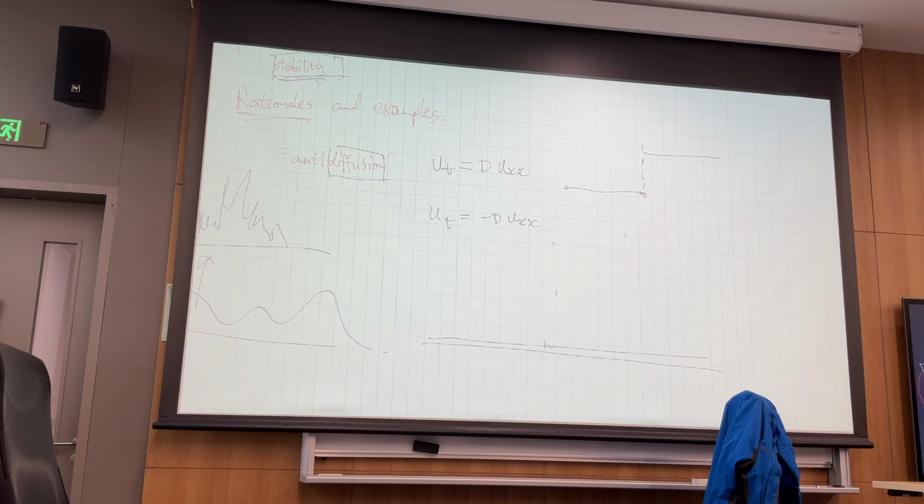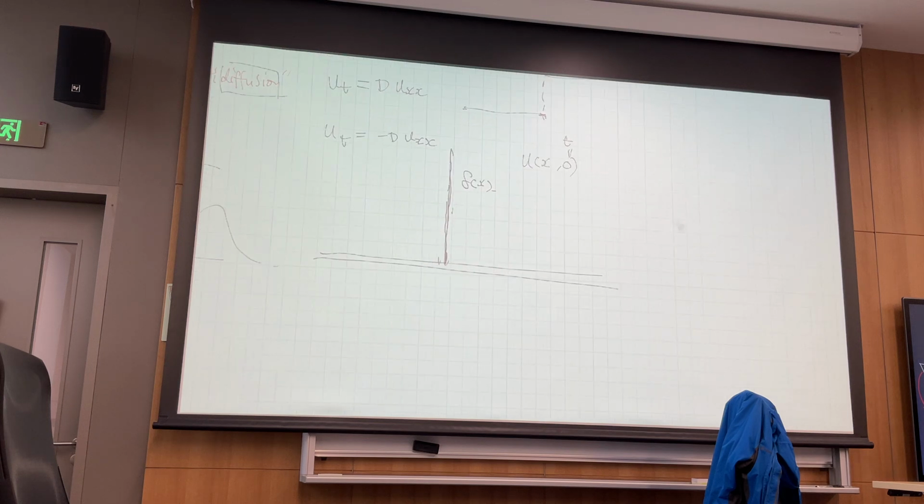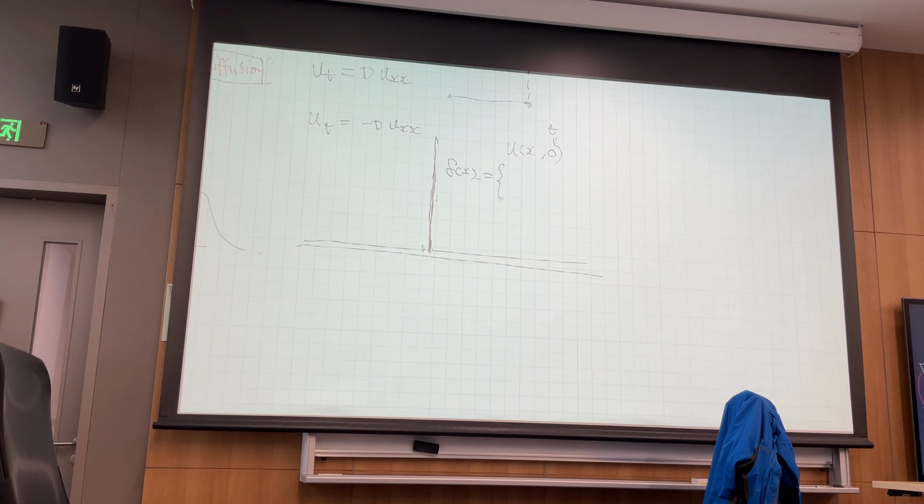Originally, let's say my u(x, 0), when t equals 0, is actually something like this. This is the so-called delta function, delta x. The delta function has the property that it is 0 everywhere but it is infinity at 0. Delta x is 0 whenever x doesn't equal 0, and it is infinity when x equals 0.